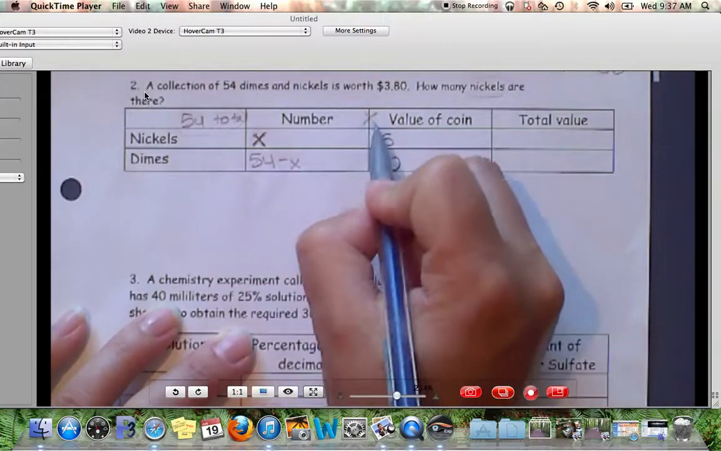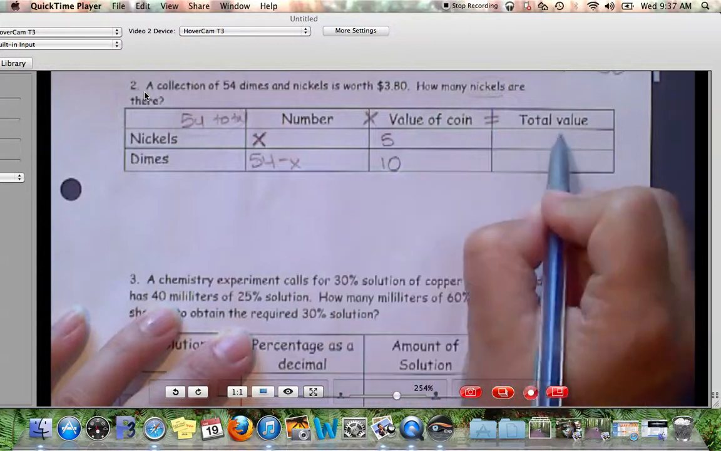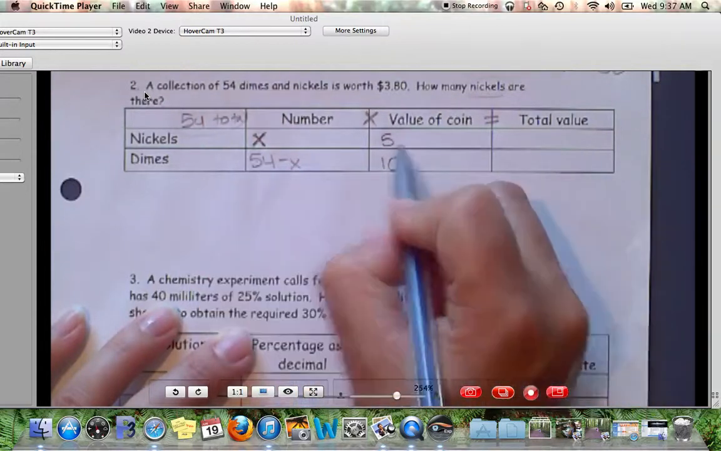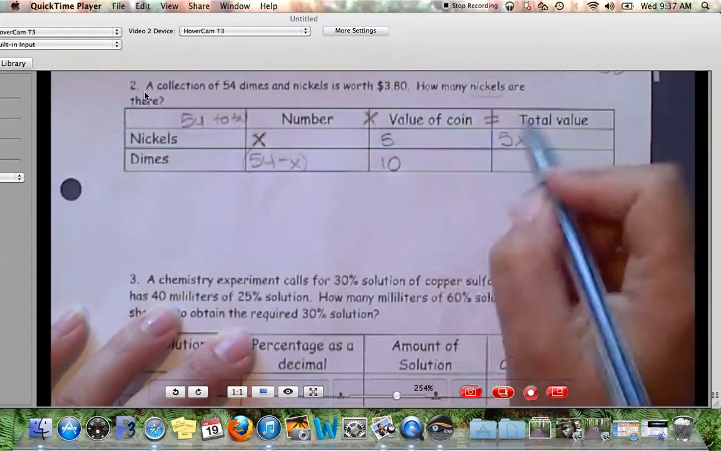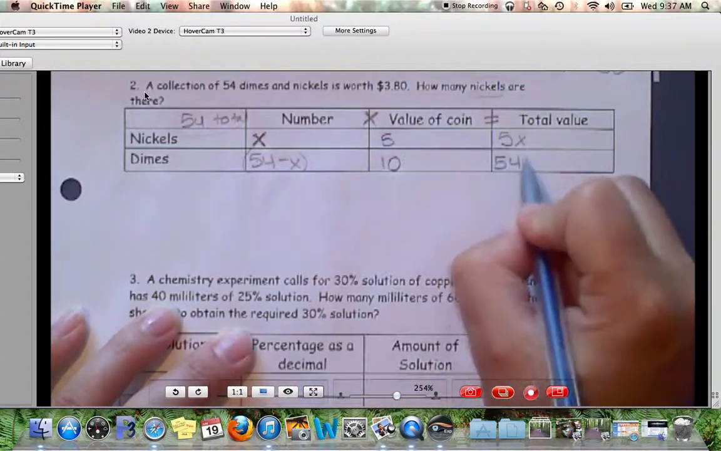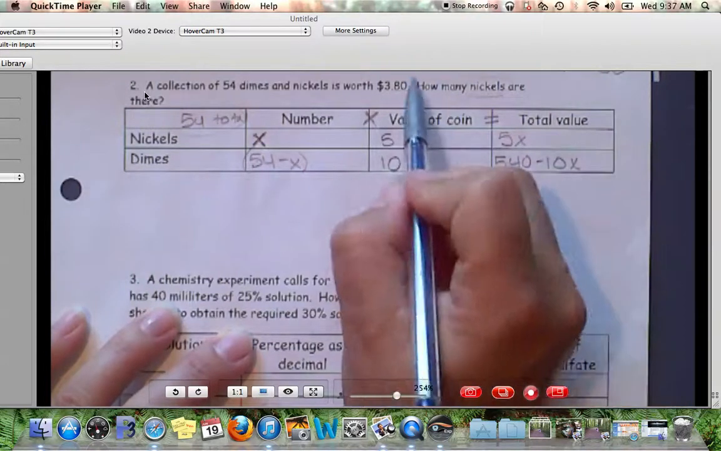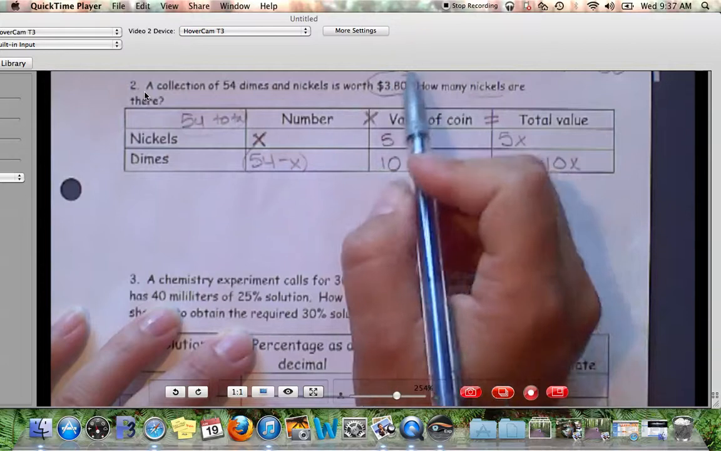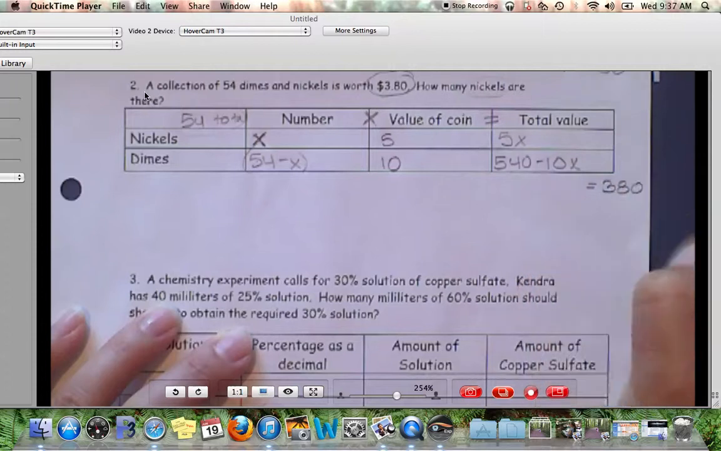The number of each type of coin times the value of each coin. We multiply across to get the total value. X times 5 is 5X. Distribute here, which gives us 540 minus 10X. The total value is $3.80, which, remember, change it to cents would be 380 cents.